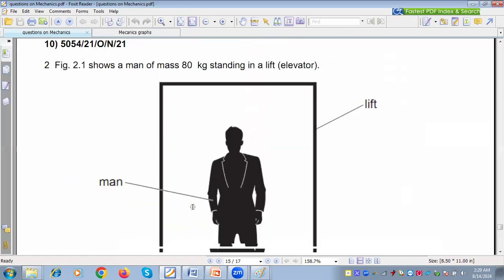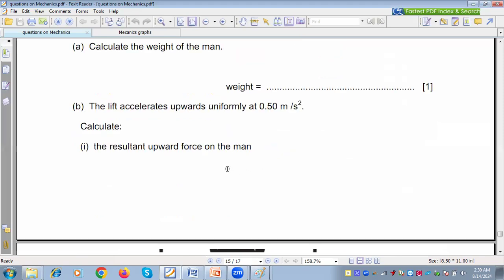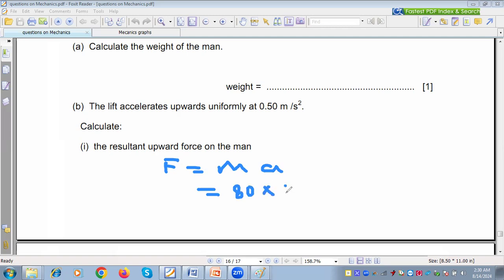So, what was the mass? 80 kg. So, what will be the weight? 800 Newton. Lift accelerates upward at 0.5 meter per second square. Calculate the resultant upward force. So what will you do for the resultant upward force? F is equal to ma. Mass 80 into 0.5. That is 40 Newton upward.